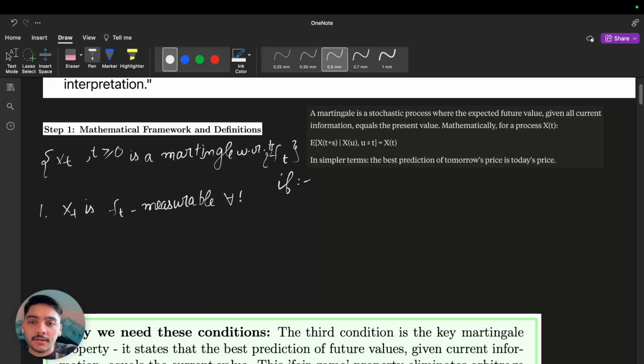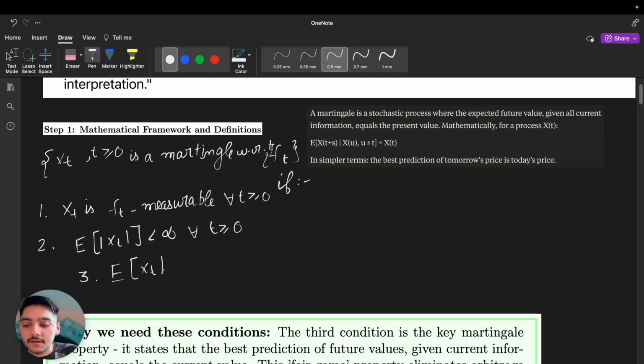For all t greater than or equal to 0, and the second condition is the expectation of the absolute value of Xt is less than infinity for all t greater than or equal to 0. And the third condition is the expectation of Xt given Fs is equal to Xs for all 0 ≤ s ≤ t.